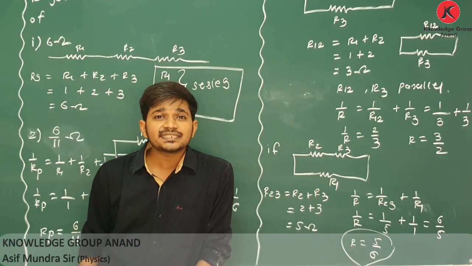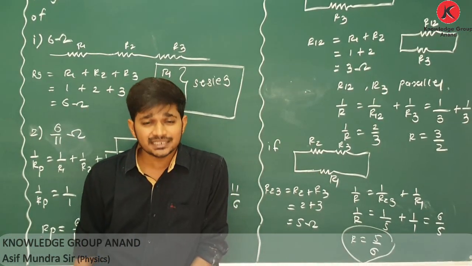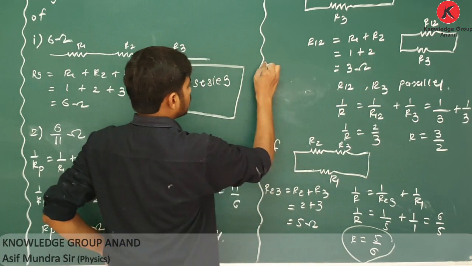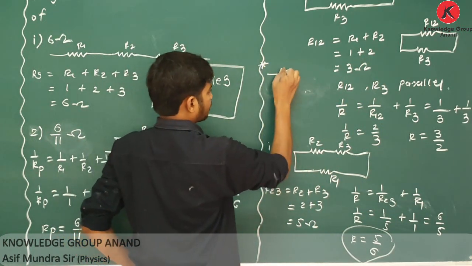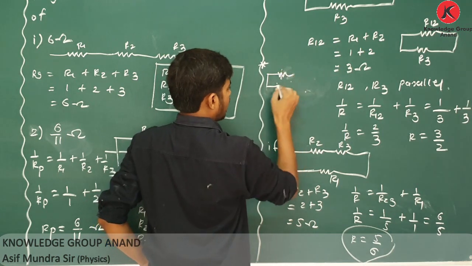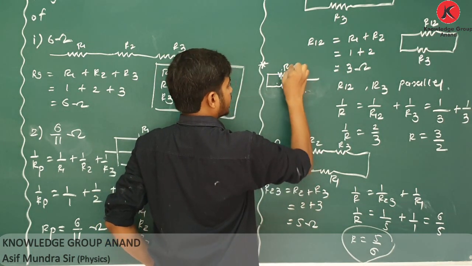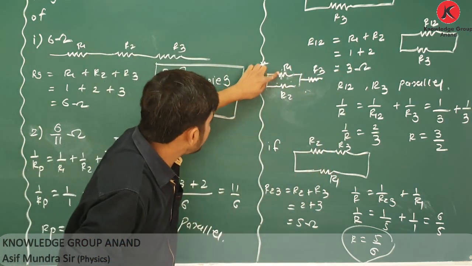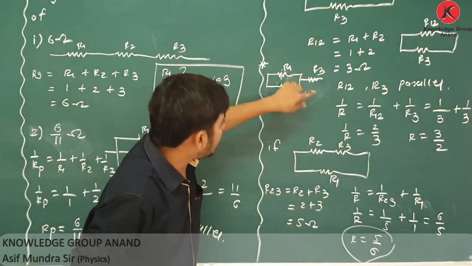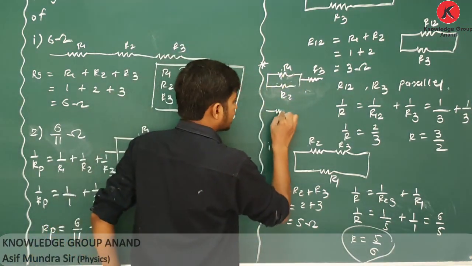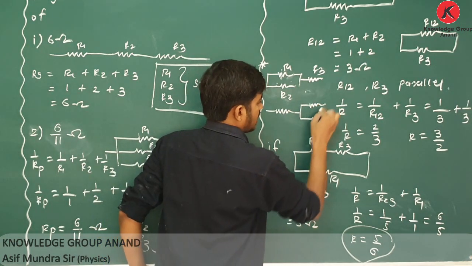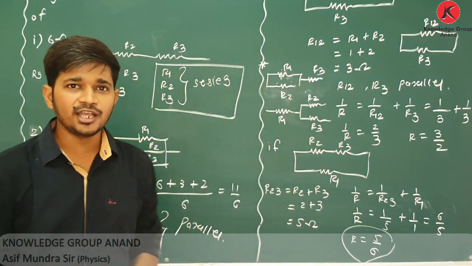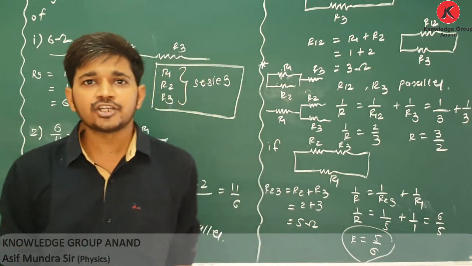So now the remaining two cases are, first of all you take this case: R1 and R2 in parallel connection and R3 in series connection. Clear about this? Then take another case, R1 is here and R2 and R3 are in parallel connection. Okay, you will get your answer.